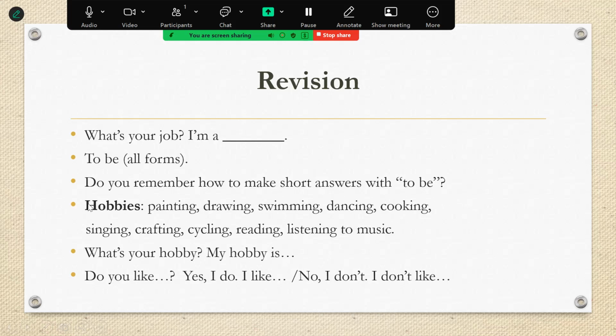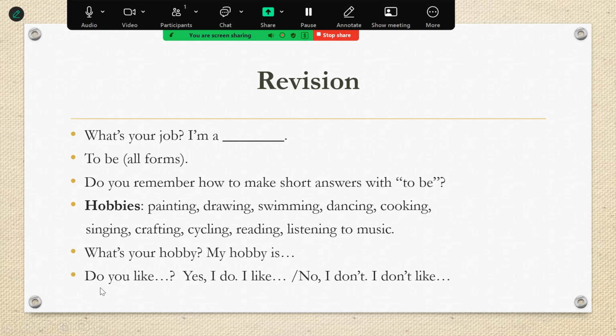We started speaking about hobbies, like painting, drawing, swimming, dancing, cooking, singing, crafting, cycling, reading, and listening to music. Please write them down into your copybook and learn them. Do you remember how to answer this question? What's your hobby? Very easy. My hobby is reading. My hobby is listening to music. Practice this as much as possible to remember it forever.